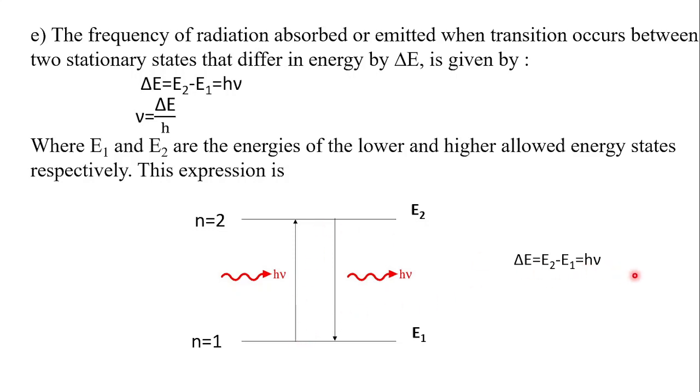Then we can calculate the nu for the radiation which is absorbed by the electron for undergoing transition from n equal to 1 to n equal to 2 orbit. So when the electron is moving it is absorbing a certain amount of radiation, and we can calculate the frequency of the radiation, of the light, which is absorbed by the electron.